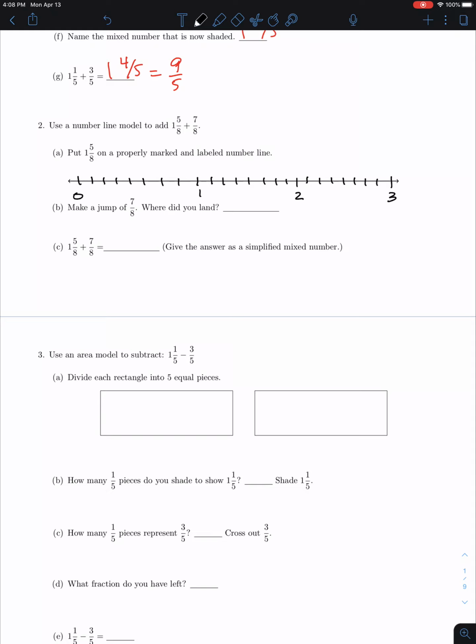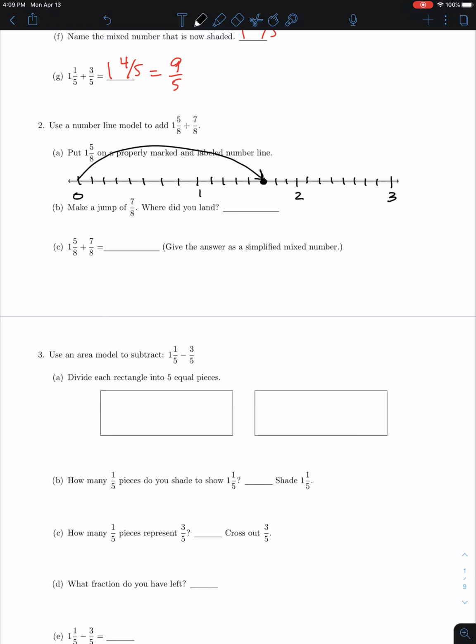The first thing I want to do is figure out where 1 5/8 is. I'm going to start at 1 and then count over 5 tick marks. 1, 2, 3, 4, 5. So right there would be 1 5/8. That's going to be my first jump.